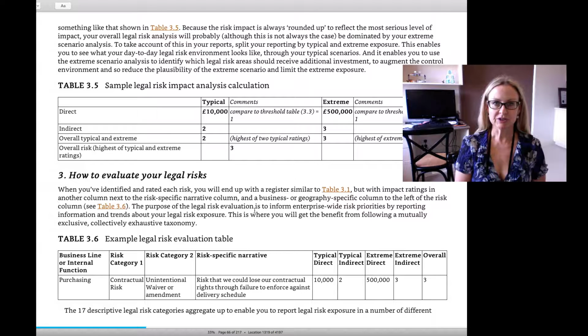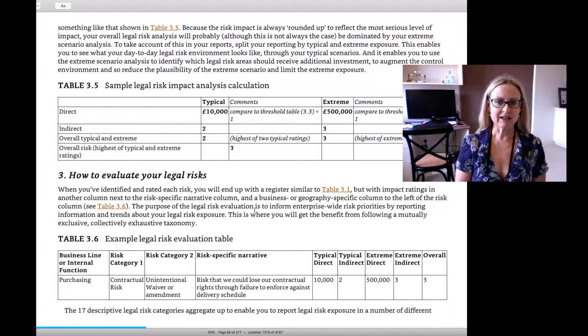Overall, typical and extreme, we are looking at an impact on the left there of 2 and 3, the highest of the extreme ratings. Overall risk, they're assessing at 3, which is the highest of both the typical and the extreme ratings. So they're erring on the side of caution, and they're lifting that risk rating up to the highest that has been assessed for that risk. Okay, so that is the way their scenario runs.